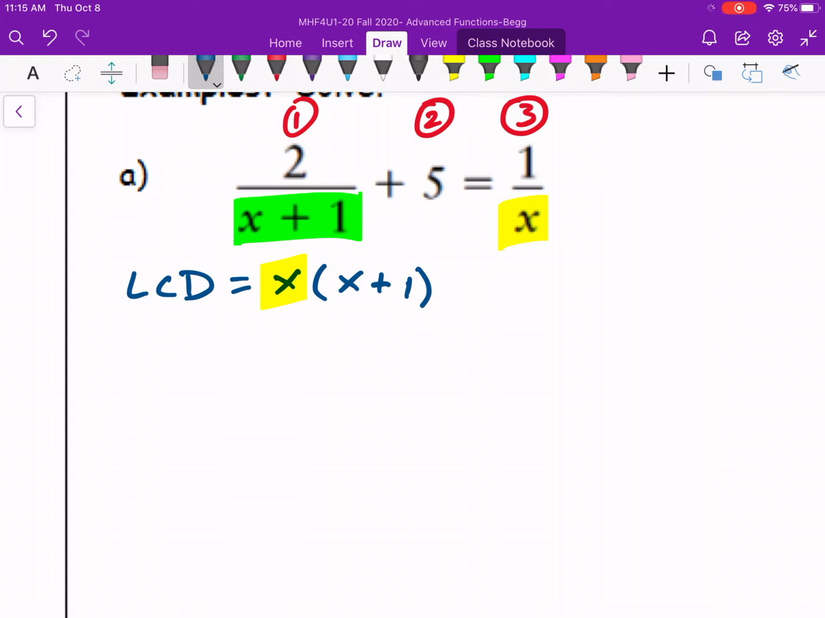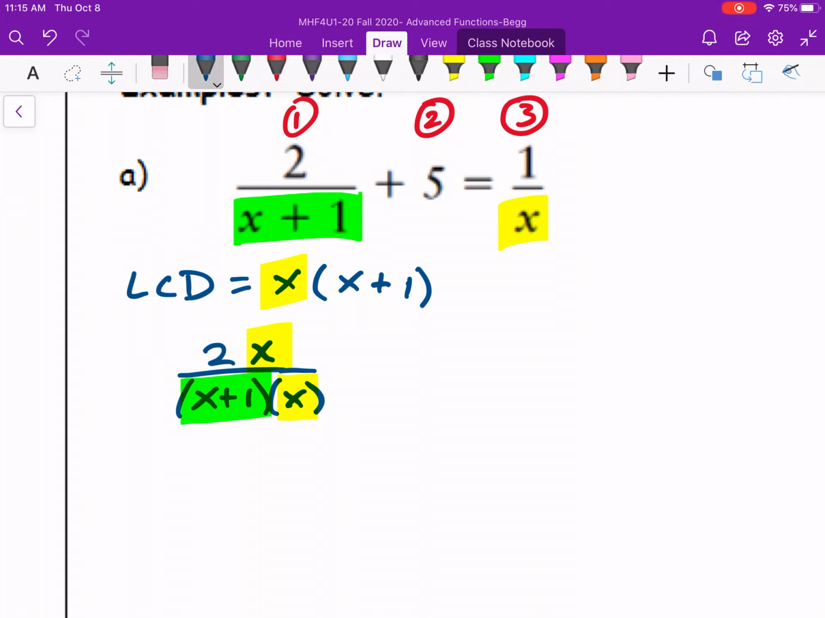I need to keep the part with the same value as 2 over x plus 1, but it's got to now also have an x in the denominator. Well, the only way I can keep it at the same value is to add an x to the top as well. So if I multiply the top and the bottom by x, now I've got something equivalent to what I've labeled as part 1, but it's got the denominator I want.